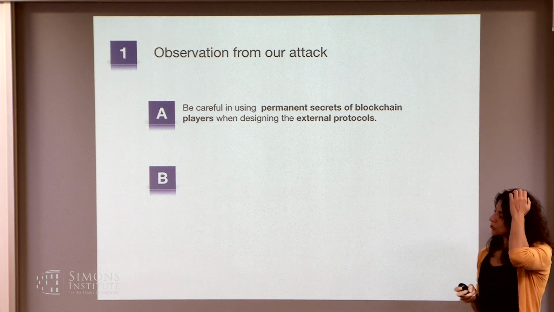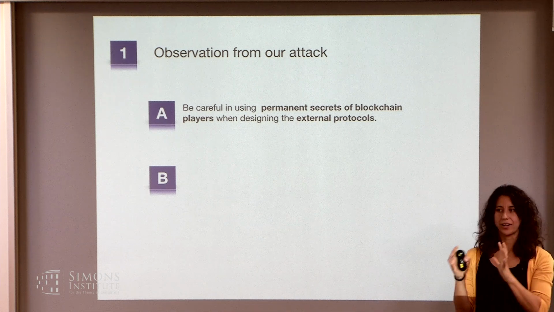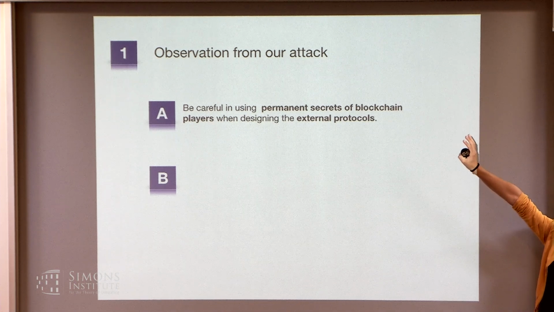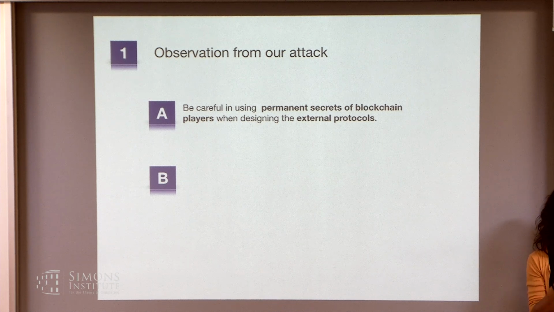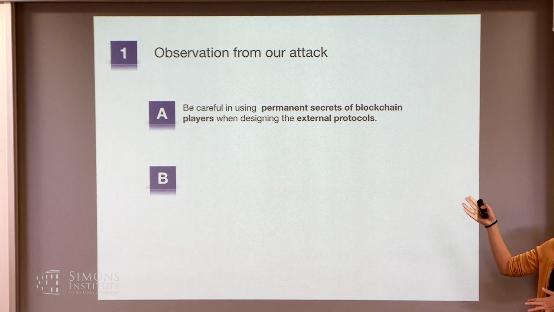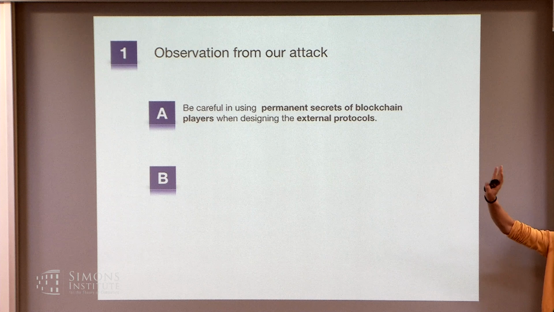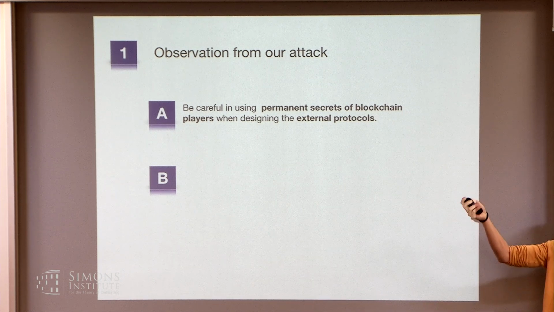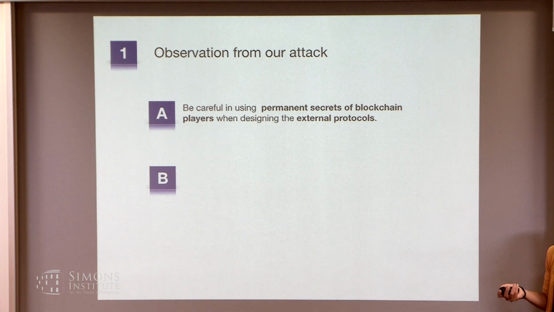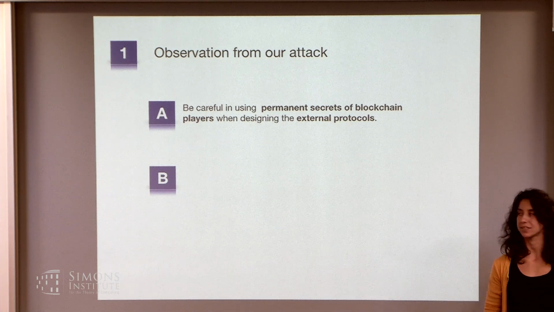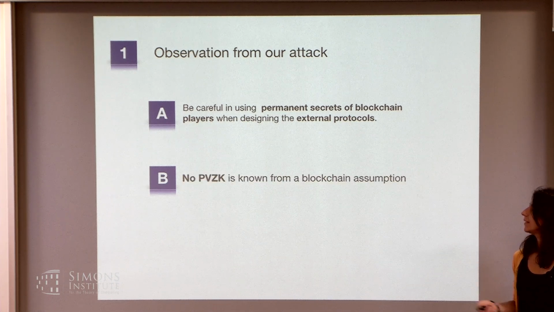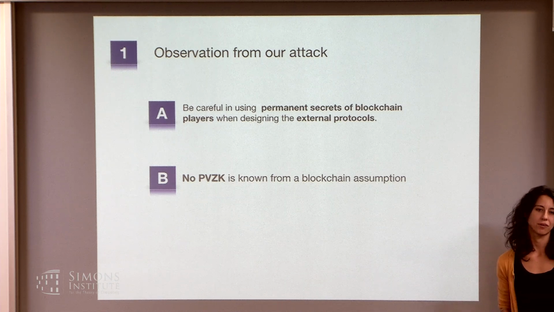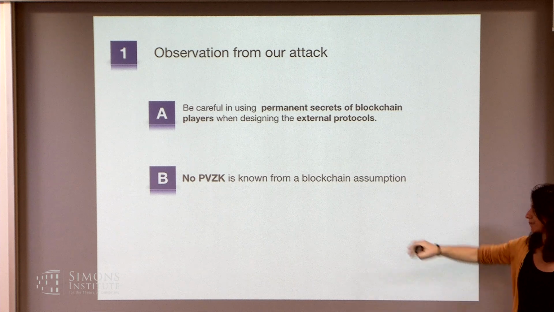So the observation we derive from our attack, which was a simple attack, is that we should be careful when we are trying to build an external crypto tool that uses the blockchain. We should be careful of how we are using the permanent secrets on the blockchain, because we have to be careful how we use this assumption. We cannot use these secrets because things can happen, and this attack is one example. And then, of course, the other observation is that now we still don't have a publicly verifiable zero-knowledge protocol from any blockchain assumption.